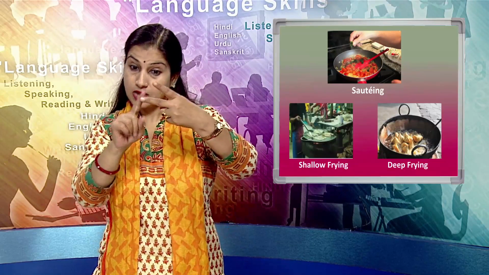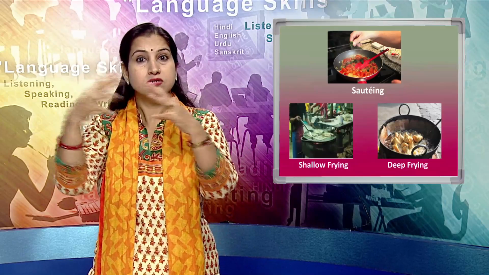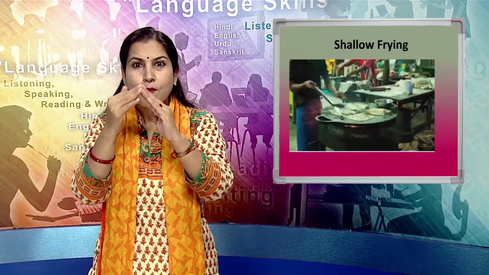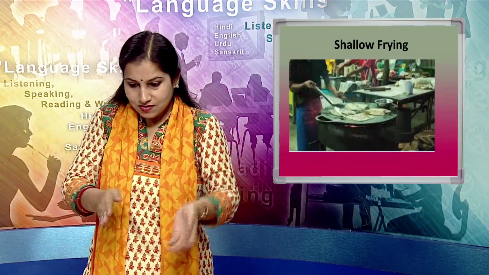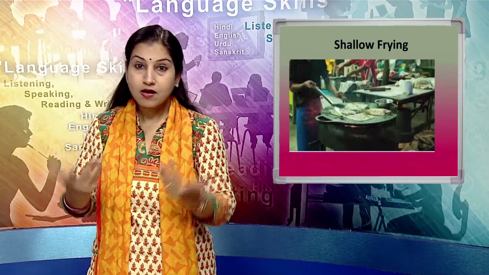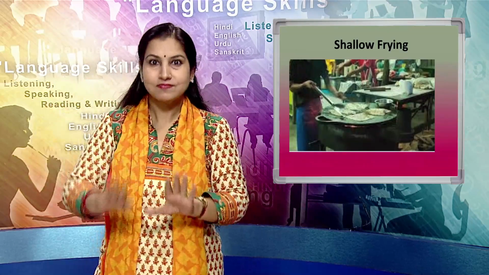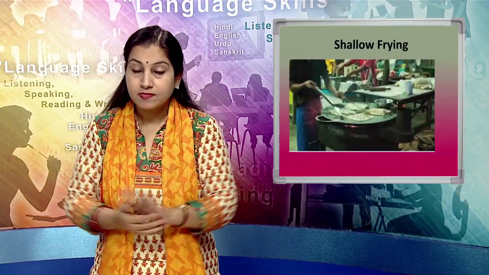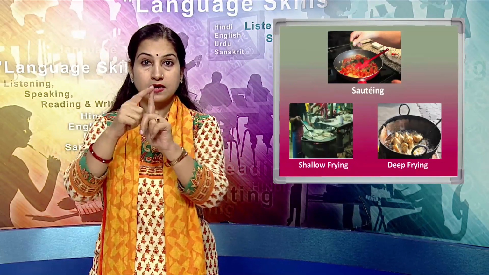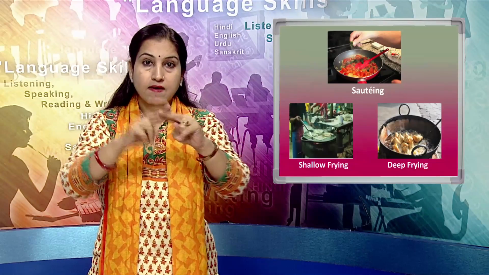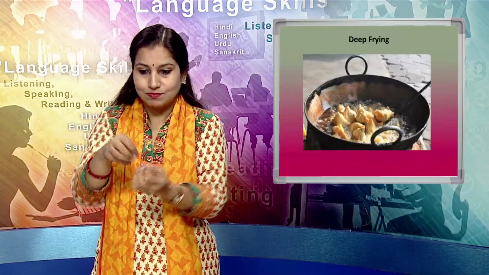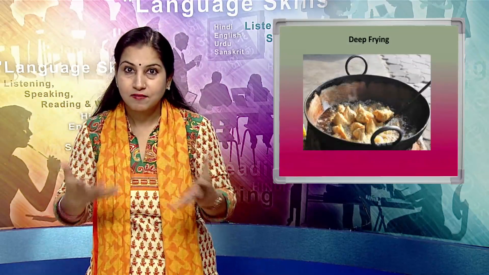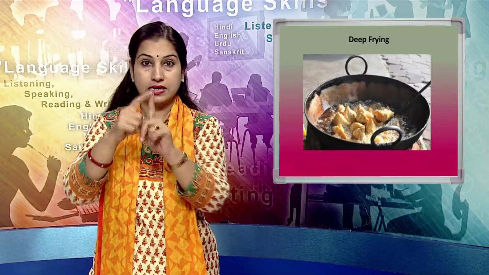The second is shallow frying. Good examples of shallow frying are when you make paratha or dosa at home. In this you put a little more oil or ghee or butter. The third one is deep fat frying. Like you cook puris, samosa, pakode. These are all frying methods.